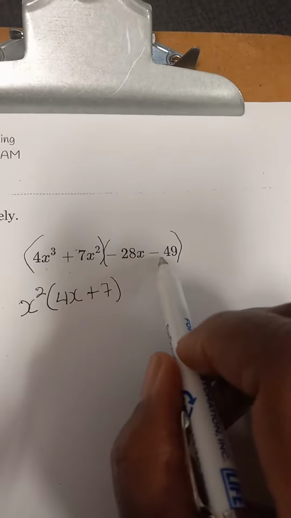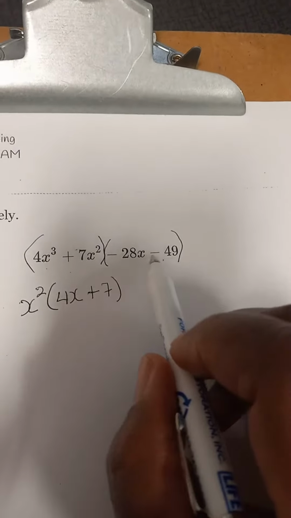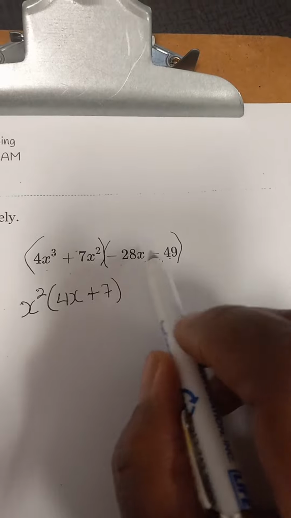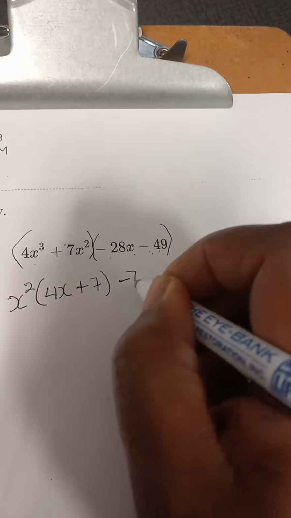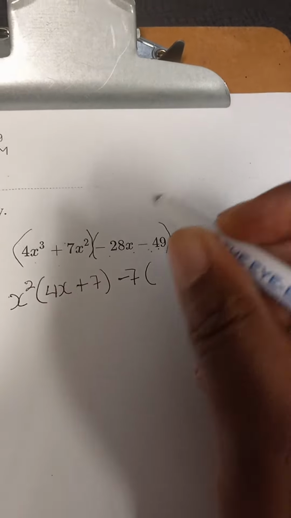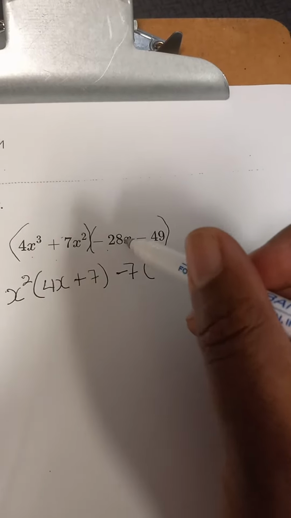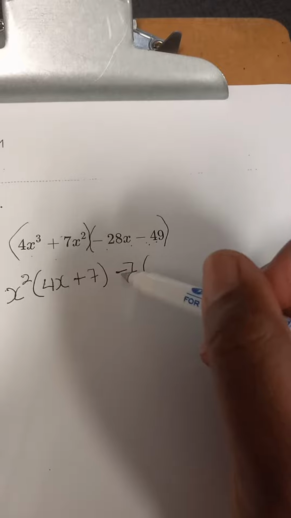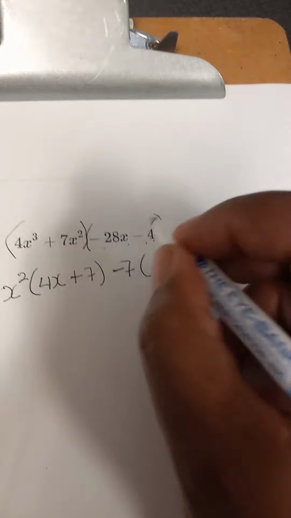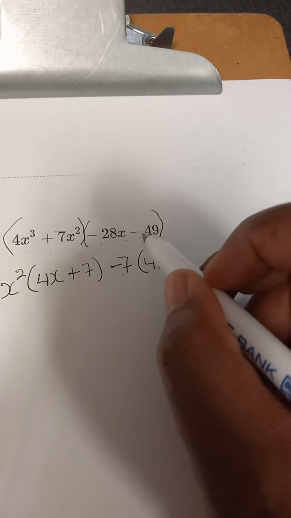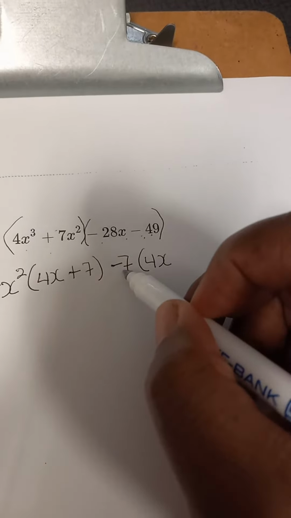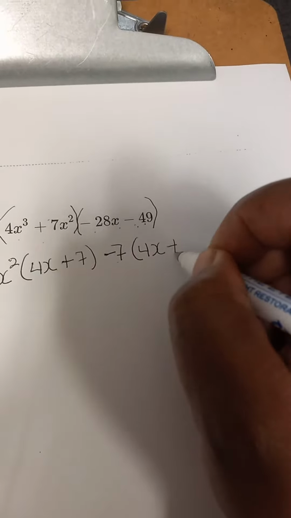So what about the second? We have minus 28x and minus 49. What factor can we use for this? We could use negative 7. So if we have minus 28x divided by minus 7, it's going to give us 4x. And then we have minus 49 divided by minus 7, which is going to give us a positive 7.